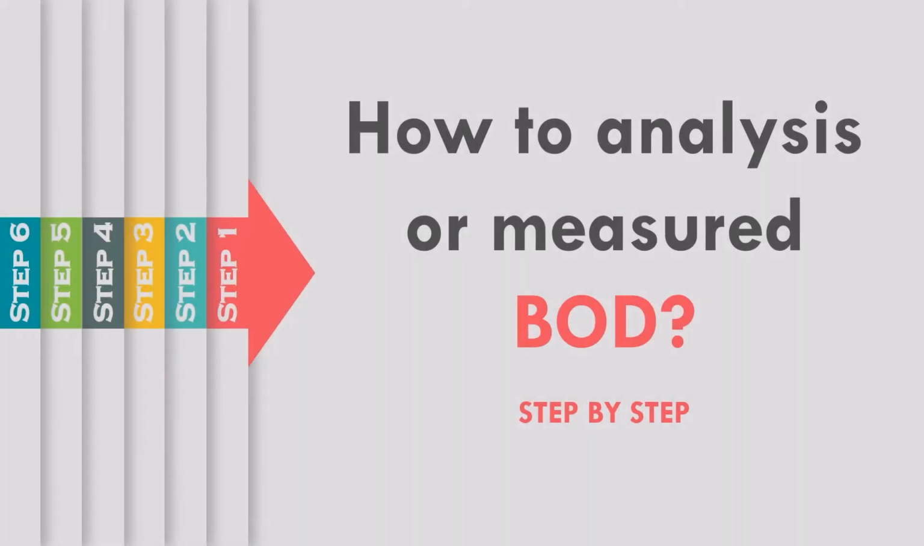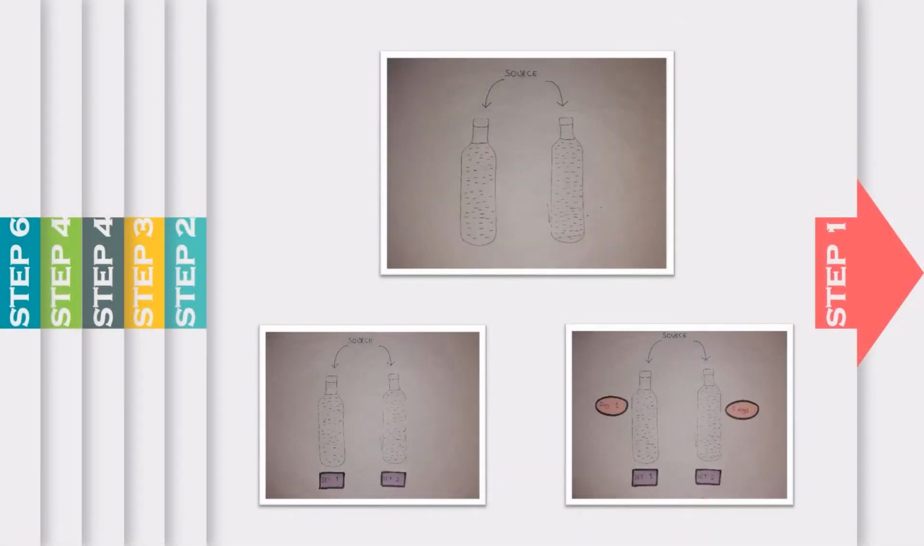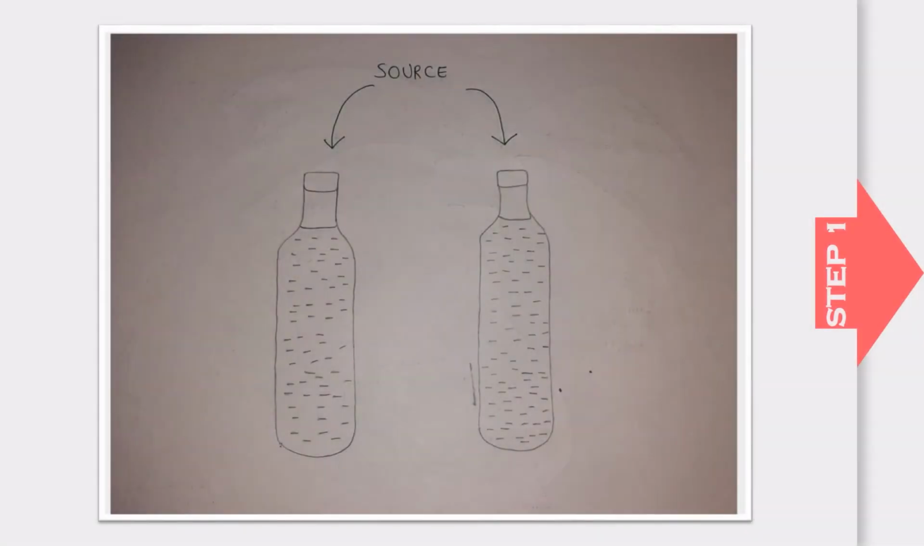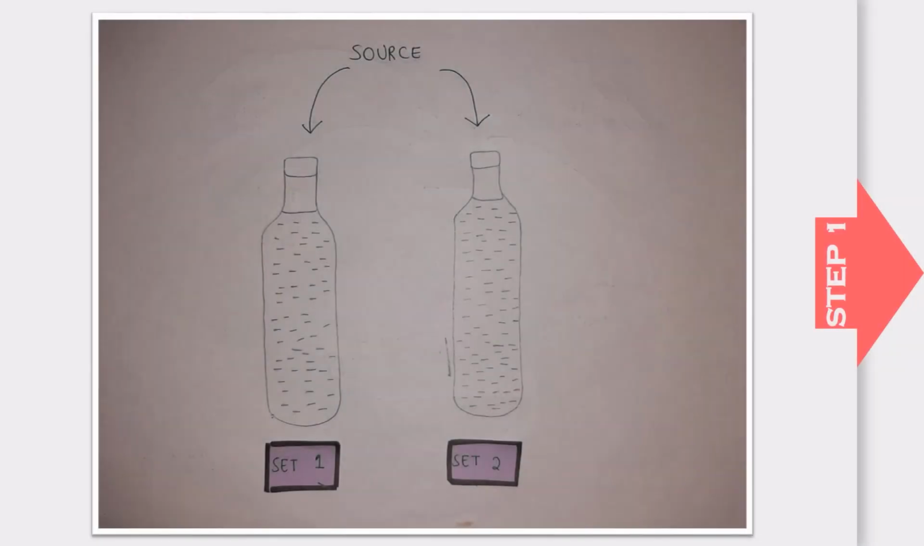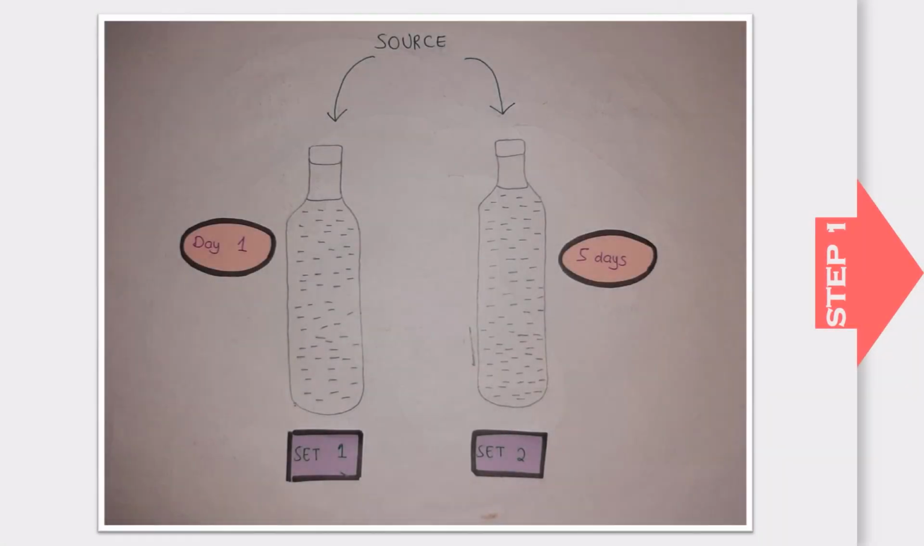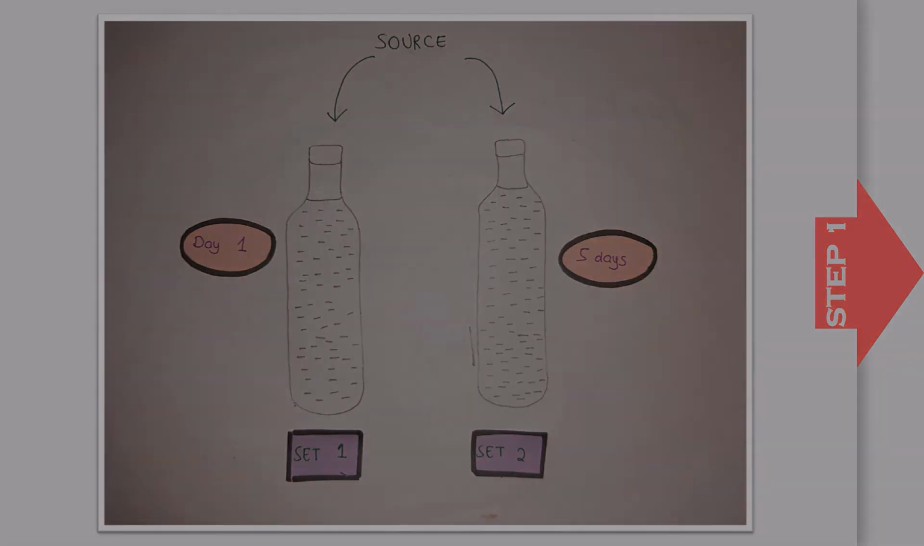I will explain and demonstrate how to measure the BOD, step by step. First of all, you must obtain a water sample from any source you intended to test for its biological oxygen demand, BOD. Each sample should consist of 2 sets of bottles. 1 set of bottles will be tested on day 1. The second set of bottles will be stored for 5 days.